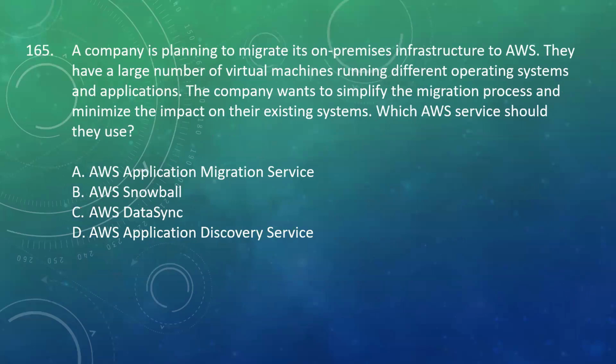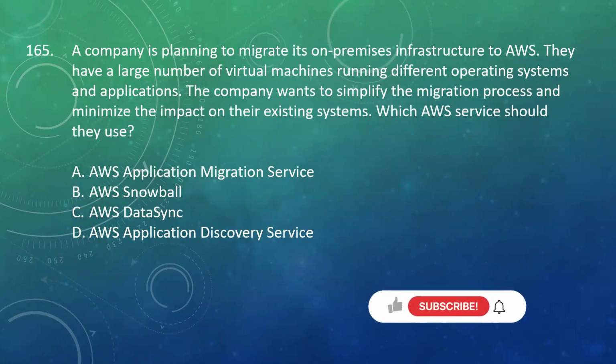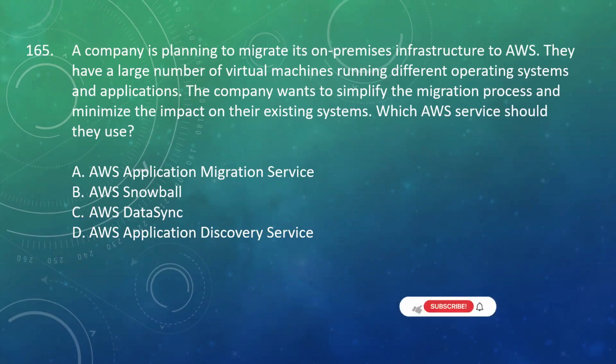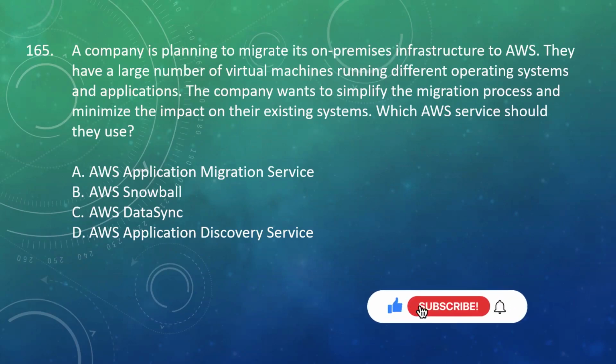Question number 165. A company is planning to migrate its on-premise infrastructure to AWS. They have a large number of virtual machines running different operating systems and applications. The company wants to simplify the migration process and minimize the impact on their existing systems. Which AWS service should they use? Your options are AWS Application Migration Service, AWS Snowball, AWS Data Sync, AWS Application Discovery Service.